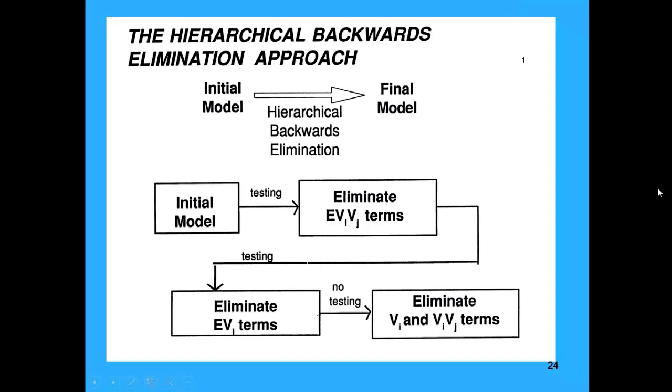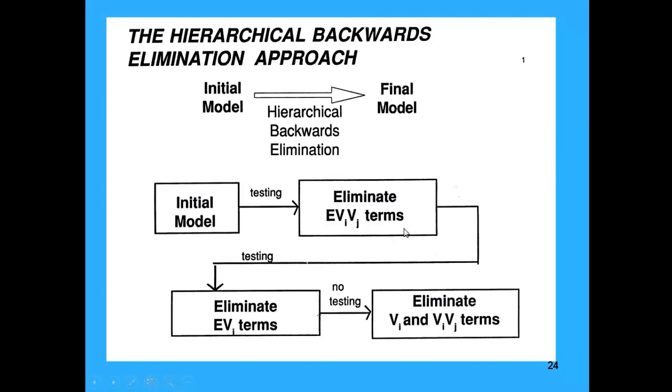The way we're going to do this is an approach called hierarchical backwards elimination. That's part of the strategy. There are guidelines, but there's a lot of room for maneuver here. You start with the initial model, and then you eliminate the E, VI, VJ terms in the model if you have those terms. If you've decided not to put in any E, VI, VJ terms, like E times age times race, you don't have this step.